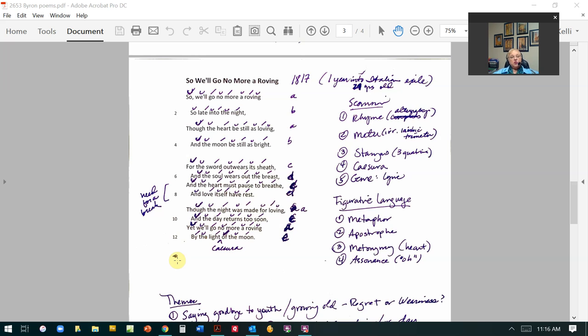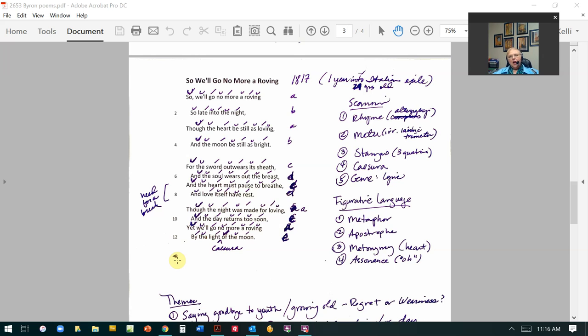So in terms of figurative language, we've got metaphor. "The sword outwears its sheath." So the sword is a metaphor for something. It could be a penis, right? You know, that's oftentimes a sword and a sheath, right? But again, we do have a metaphor there. We have apostrophe. He's talking to whoever this is who is not in front of him, right?